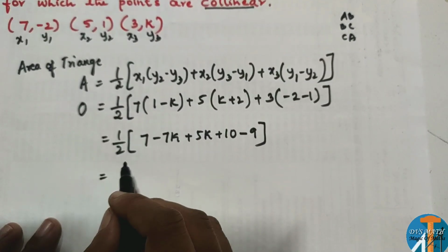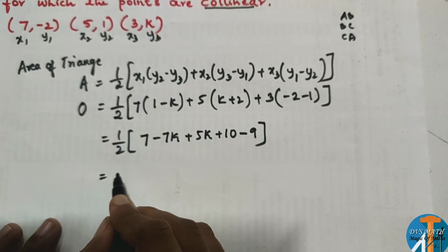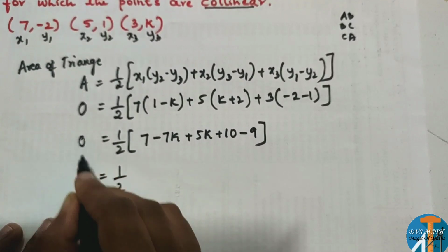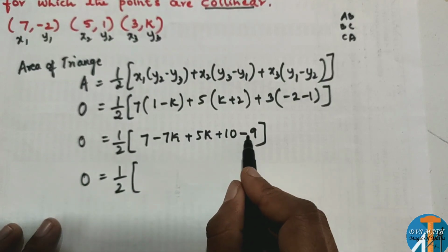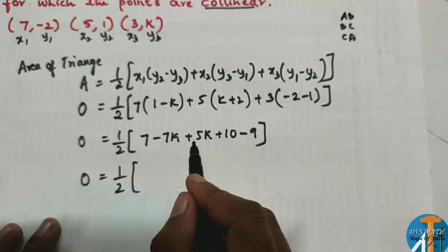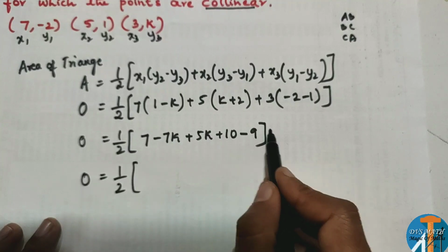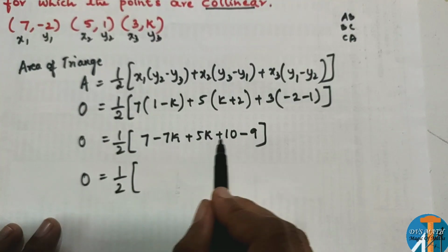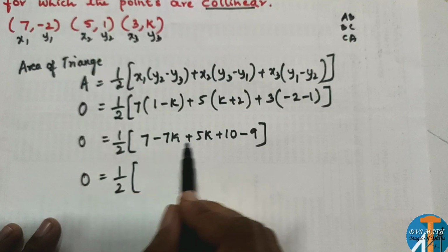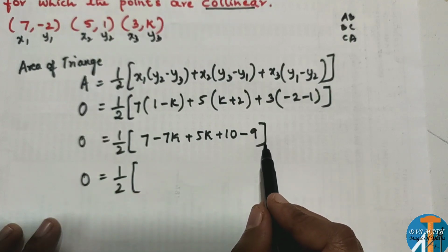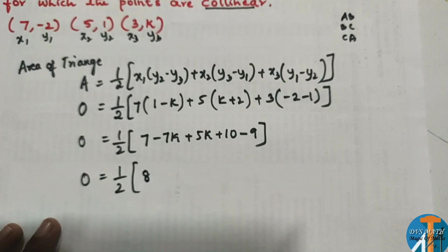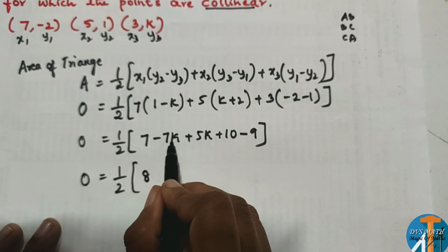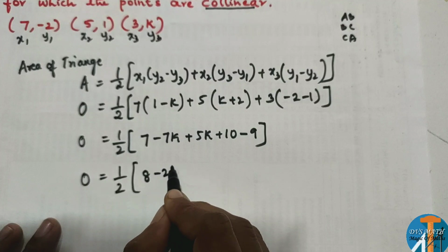So it will be half, and 0 we will substitute. 7 plus 10 minus 9, plus 7, and minus k. First let us add all the numbers. 10 plus 7, it is 17. 17 minus 9, you will get 8. Here if you consider minus 7k plus 5k, it is minus 2k.